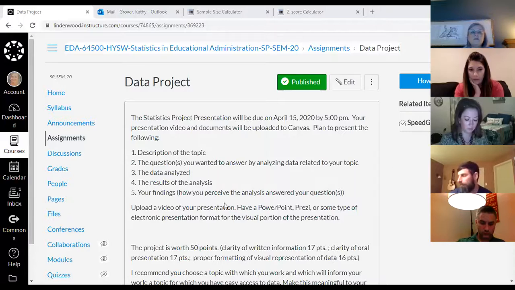And so some of this information you've already done, but you're going to create some type of slide presentation. It could be Prezi, it could be PowerPoint or Slides, whatever it is that you prefer to work in. And you are going to describe the topic that you wanted to analyze. And you've already described that to me, but now you're going to present it to the class, and you're going to present it in a way, this is your audience.